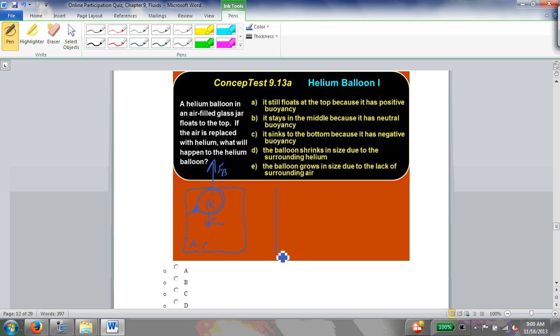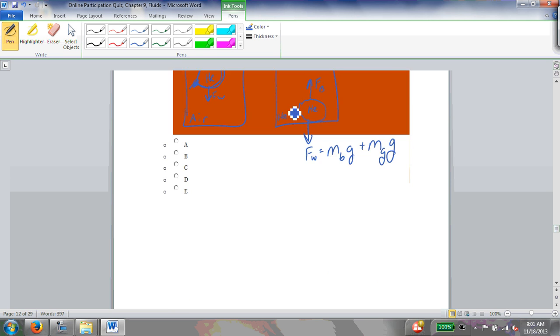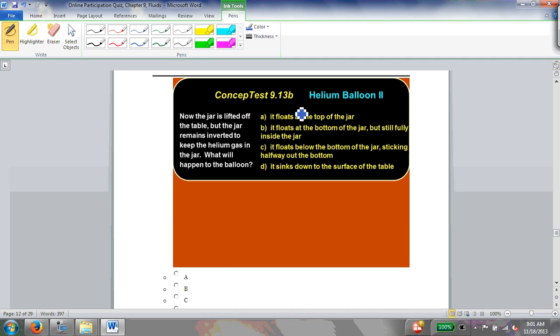However, if I replace the air in that jar with helium, and I have helium inside the balloon, it's going to sink. That's because the buoyant force is less than the weight. Now remember, the weight of this balloon includes the mass of the balloon times g plus the mass of the gas inside the balloon times g, which is going to be helium, that will sink to the bottom because it has negative buoyancy.